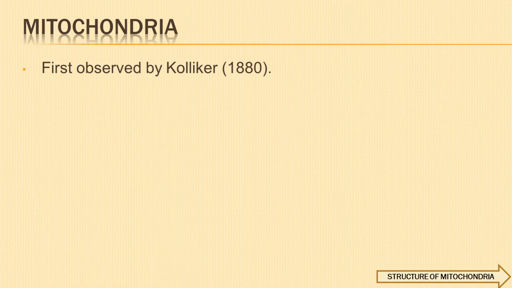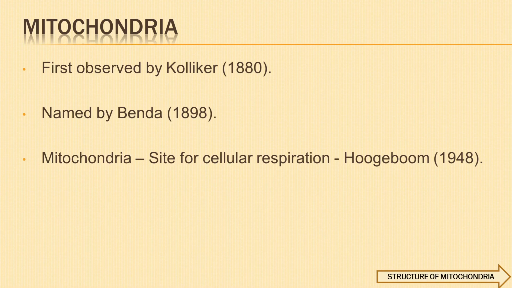The mitochondria have lipoprotein framework containing many enzymes which are required for energy metabolism. They are popularly known as the powerhouse of the cell. The mitochondria was first observed by Kolliker in 1880, who isolated them from muscle cells of insects. The present name mitochondria was assigned by Benda in 1898. Hogeboom in 1948 has shown that mitochondria is the site for cellular respiration.